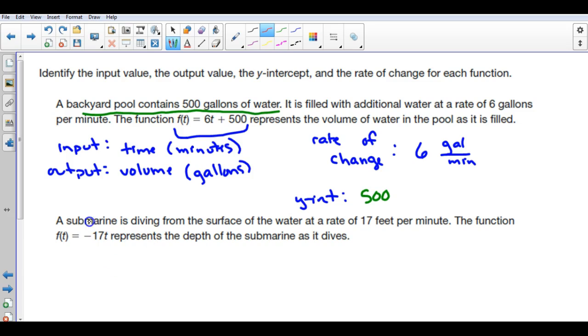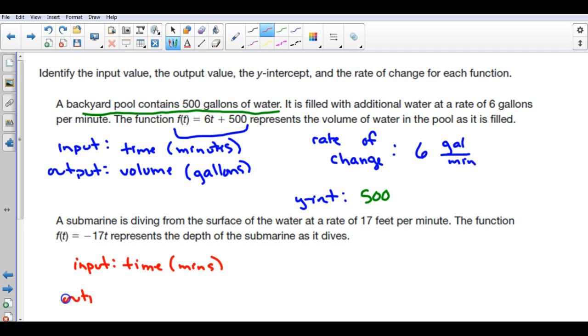In the next problem, kind of like the one that we just did, a submarine is diving from the surface of the water at a rate of 17 feet per minute. And here's our negative again. The function f of t equals negative 17 times t represents the depth of the submarine as it dives. So it's negative because we're going under the surface of the water, so below sea level, which would be a negative number. My input value is how long the submarine is going to be underwater, so that's going to be time. And I can grab my unit from over here. It's time measured in minutes.